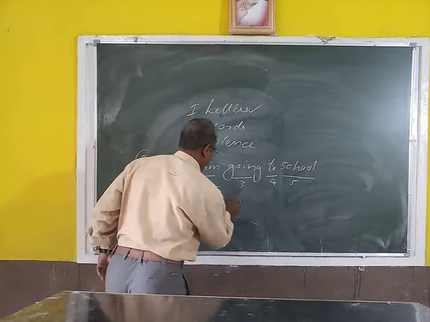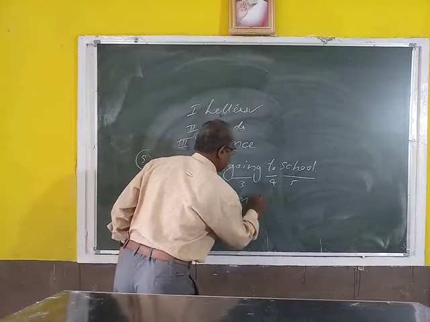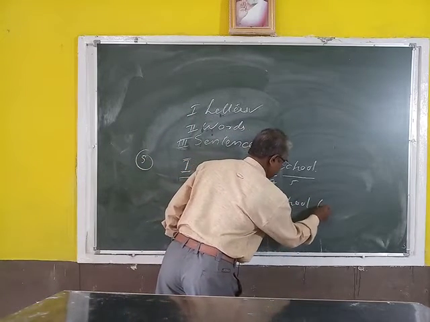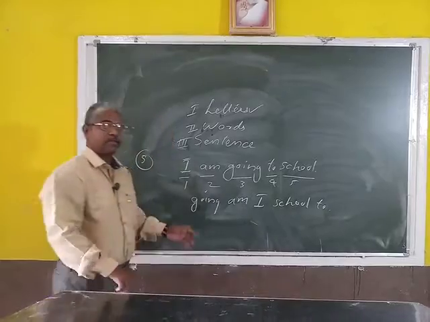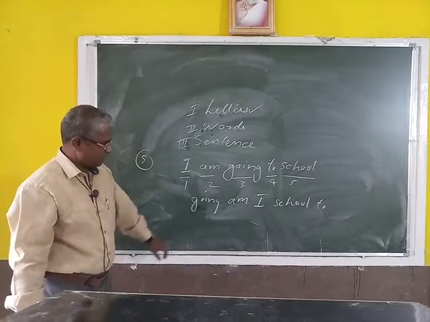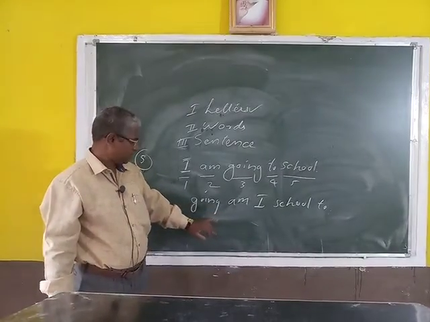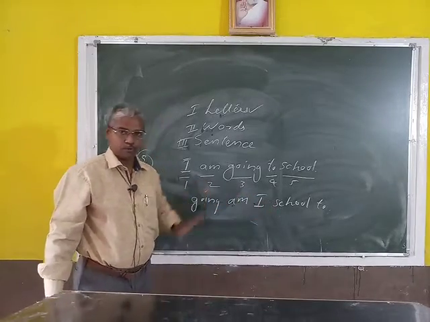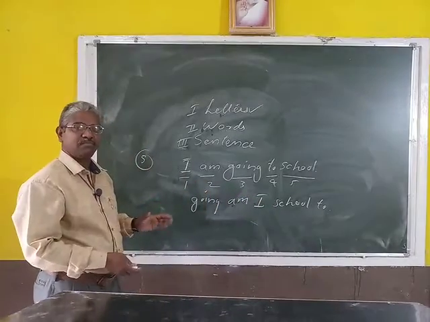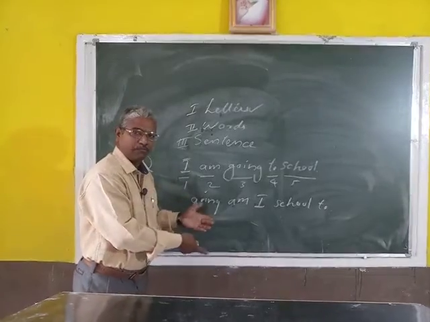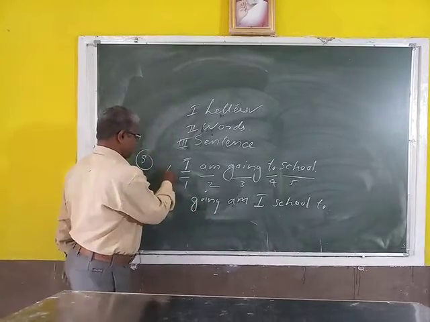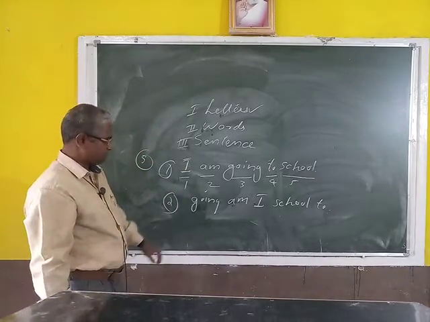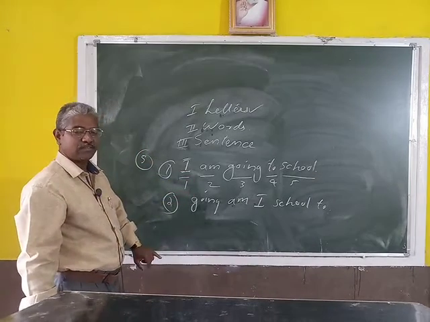Going, I, school, to. In another way, we have written this sentence: Going, I, school, to. Same group of words we used here, the first one and second one. But what is the problem between the two sentences?